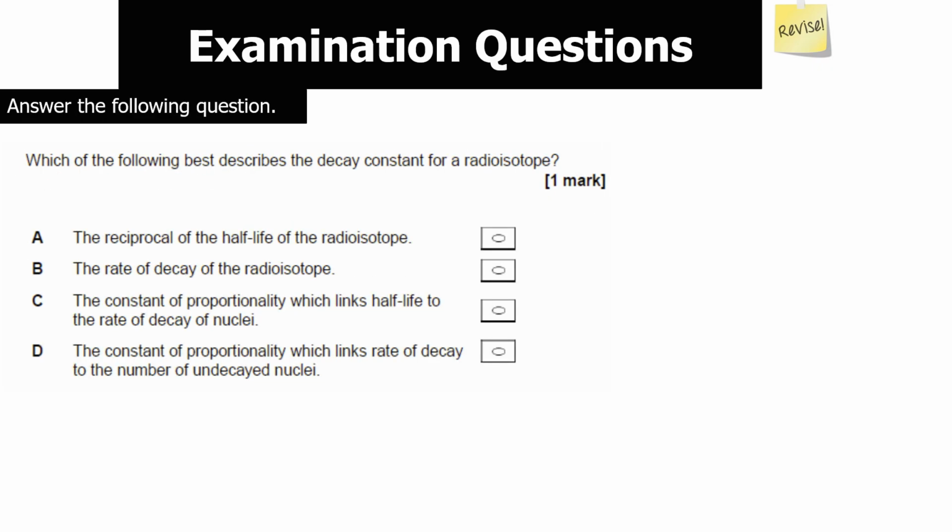The next question says, which of the following best describes the decay constant for a radioactive isotope? So pause the video now, then unpause the video when you want to go through your answer.